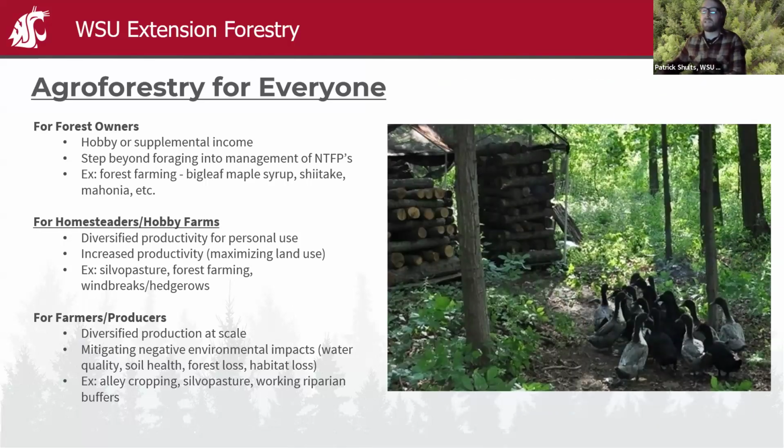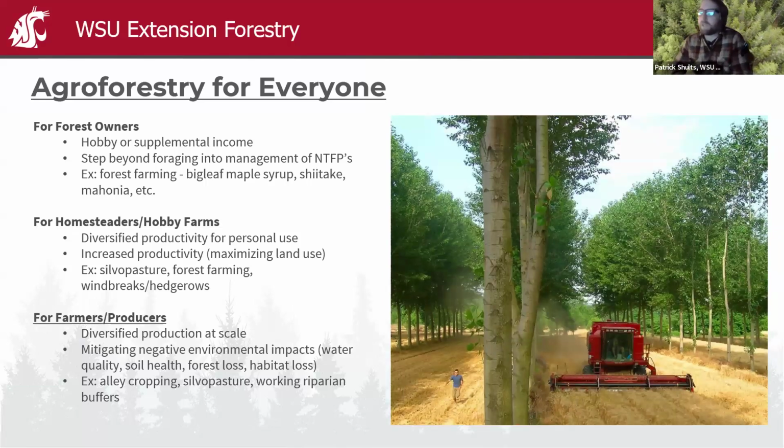For homesteaders and hobby farms, some of that same stuff applies, but because there's a little more of an agricultural bend there, there's opportunities for silvopasture if you have livestock, windbreaks and hedgerows, ways to increase and diversify your productivity for personal use. And then at the larger scale, for some of the commercial agricultural producers, there's diversified production at scale. Diversified agricultural systems are more resilient to economic changes, environmental challenges, things like that. And also, agroforestry can mitigate some of the negative environmental impacts that are inherent to large scale agriculture. Things like degraded water quality, maybe degraded soil health in some cases, forest loss, habitat loss. And the other practices here, alley cropping, silvopasture, working riparian buffers, those can all apply at larger scales for agricultural producers.